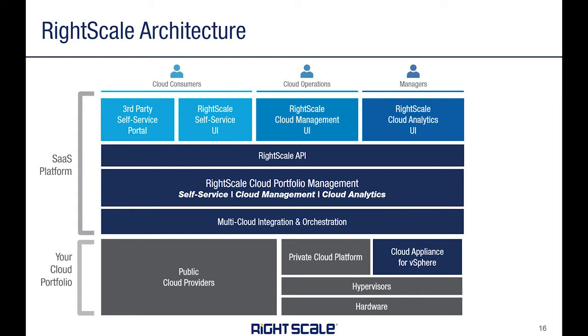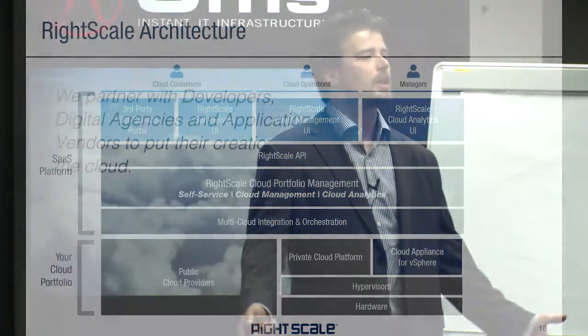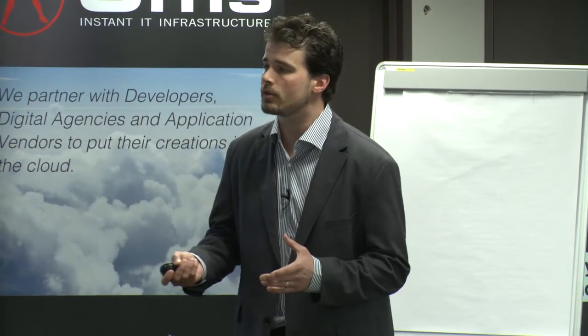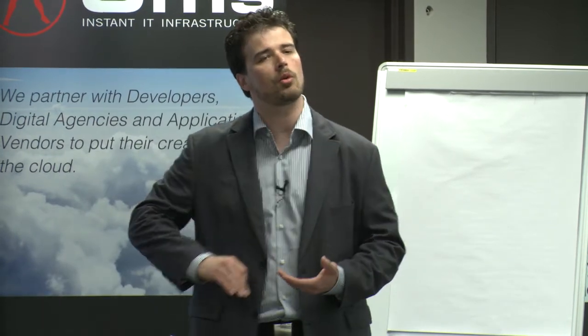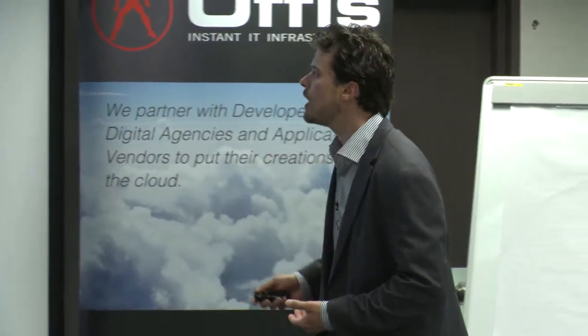We have our UIs that are built on top of an API. If you want to use a different service catalog portal, you don't have to use ours. Just plug it into our API. Common use case here is actually plugging in an ITSM tool like a ServiceNow. So somebody could go through a ServiceNow portal and provision their cloud, RightScale orchestrating on the back end. We have our cloud management UI, which is where guys like James will spend most of their time. And you have the cloud analytics UI, which is typically a managerial view. Show me at a glance what is running where, who does it belong to, and how much does it cost.